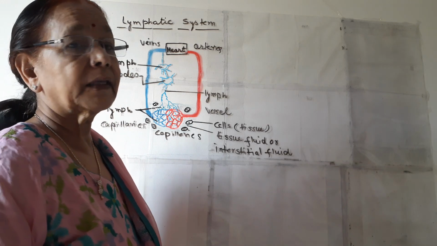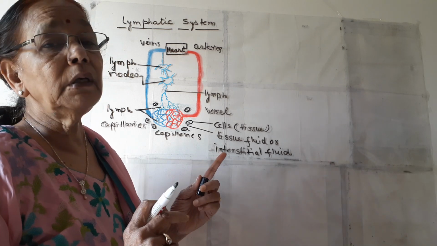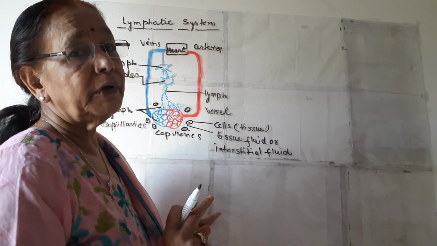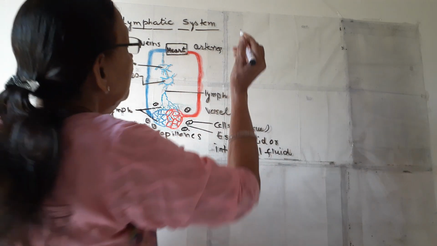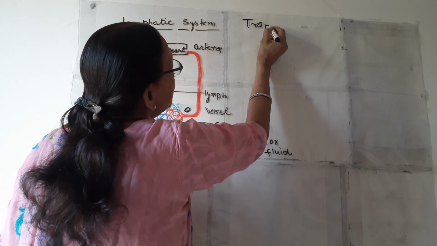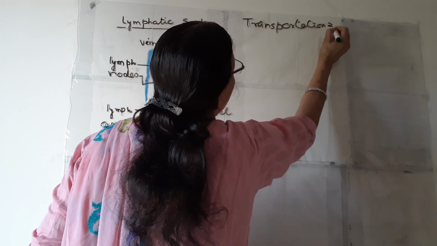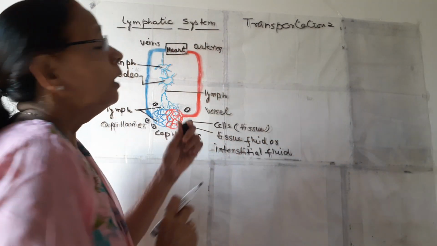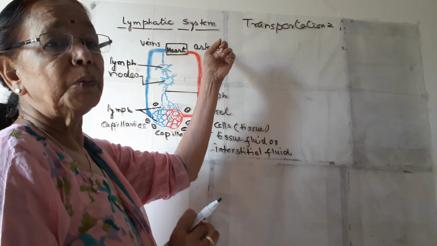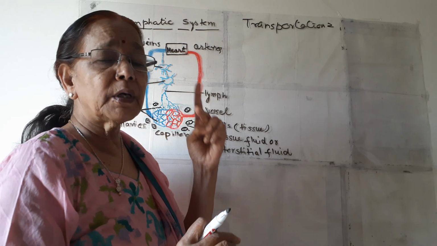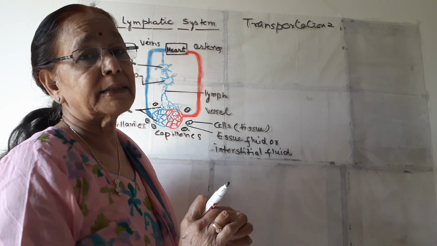Hello children, in the morning we have done transportation, and under transportation we have done the blood circulatory system in human beings. So this video is Transportation 2, and in this video we will do the other circulatory system, known as the lymphatic system. In human beings or in vertebrates, we have two circulatory systems. One is the blood circulatory system and the second is the lymphatic system.